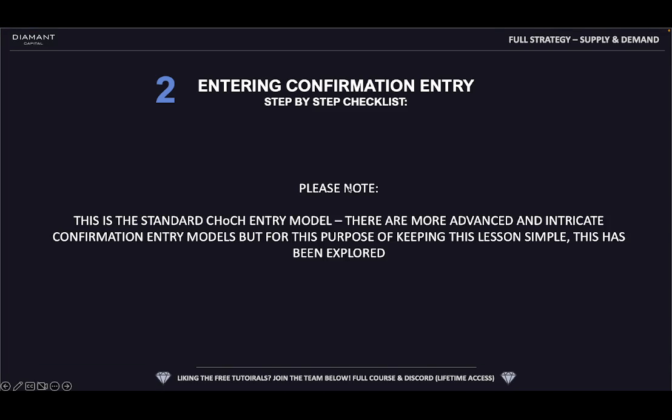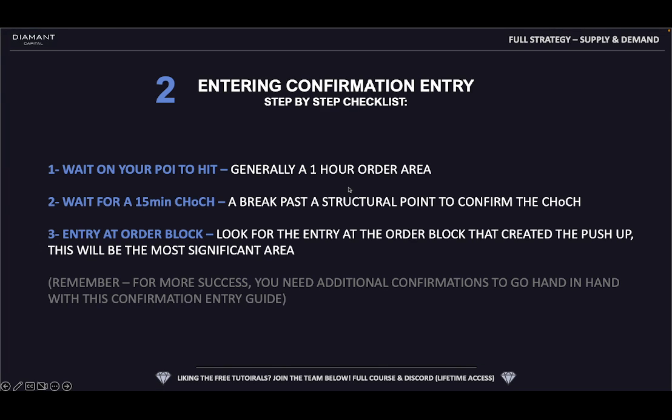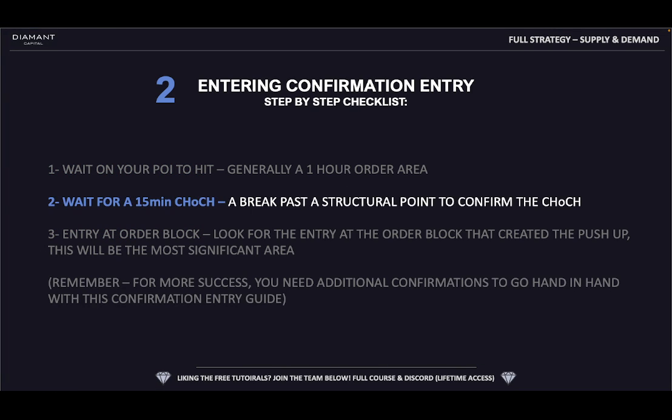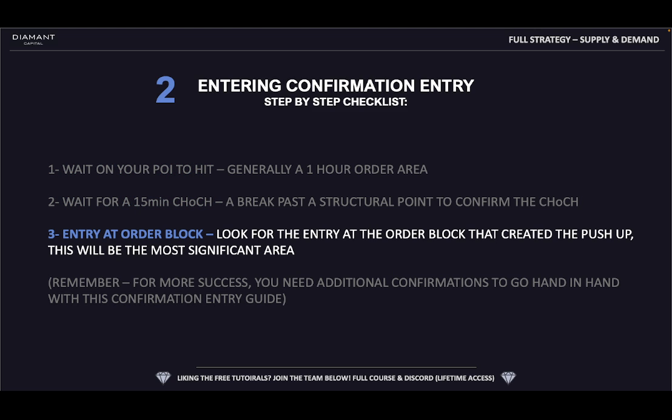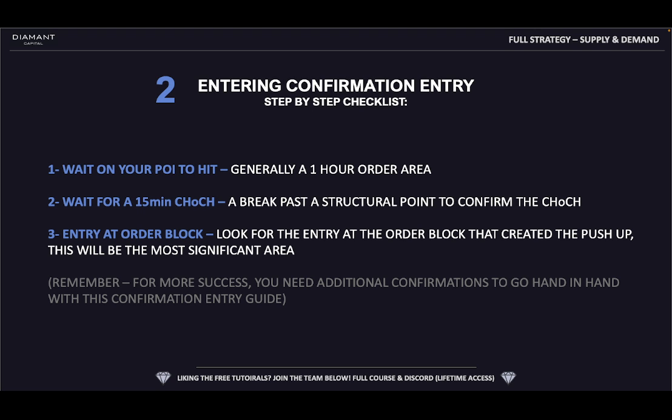Stick to these checklists. The first one that I talked about, identifying your high time frame supply and demand areas. Once you've got this in lock, you've identified it on the 1 hour, now we can start to actually look for our confirmations on the lower time frame. So yeah, guys, that's going to be it from me. Hope this was very helpful. Pretty much just defining two very, very simple checklists.